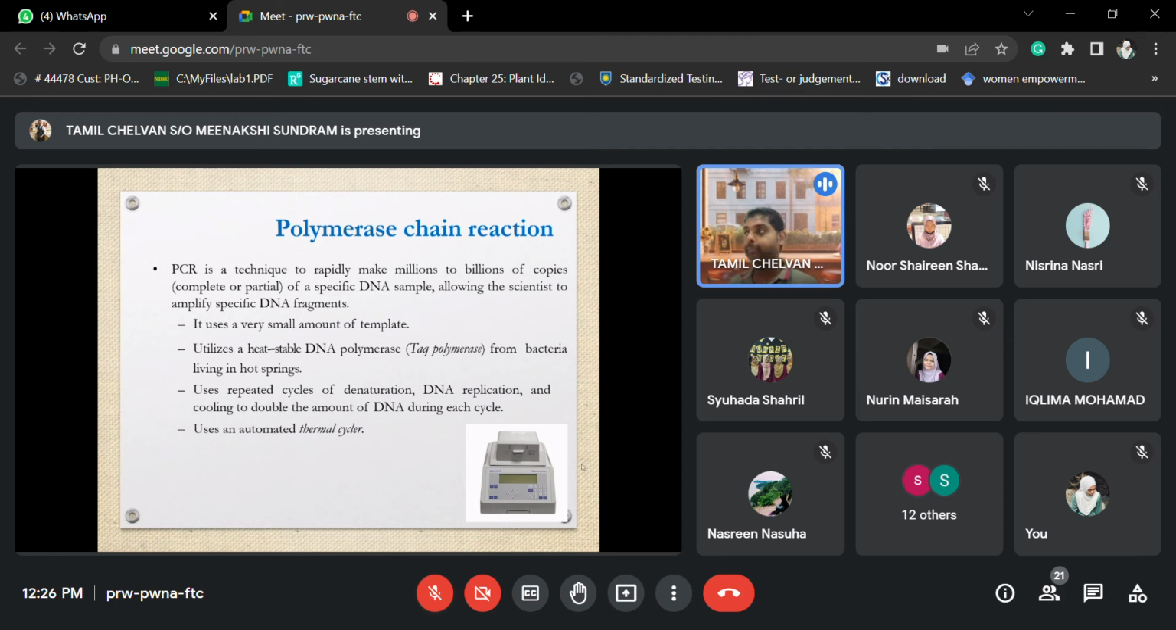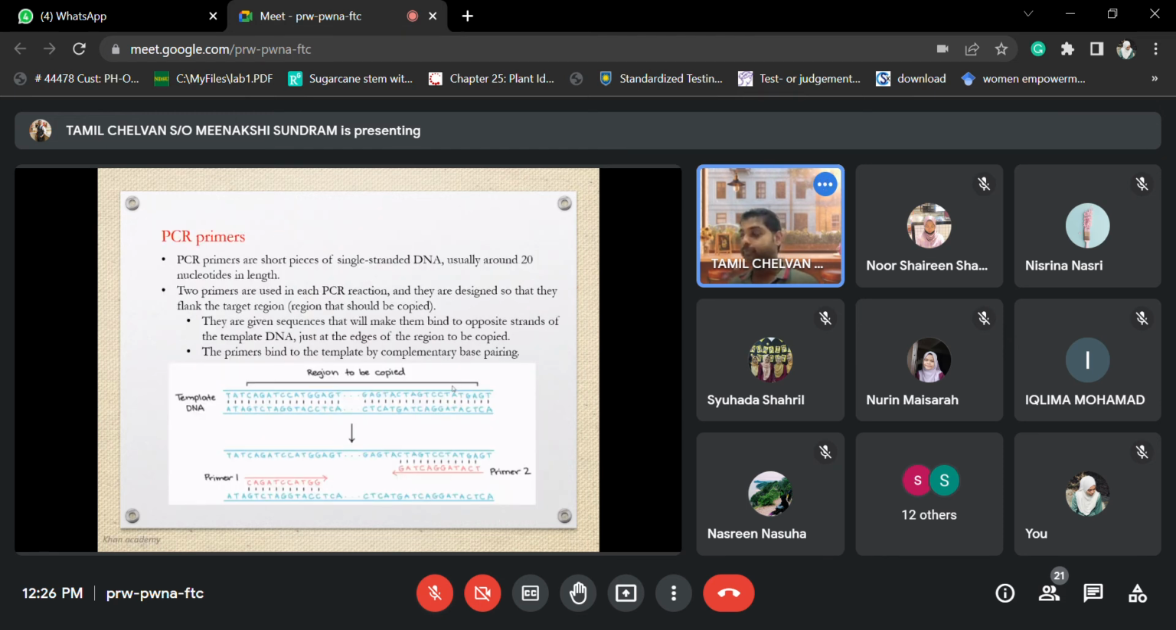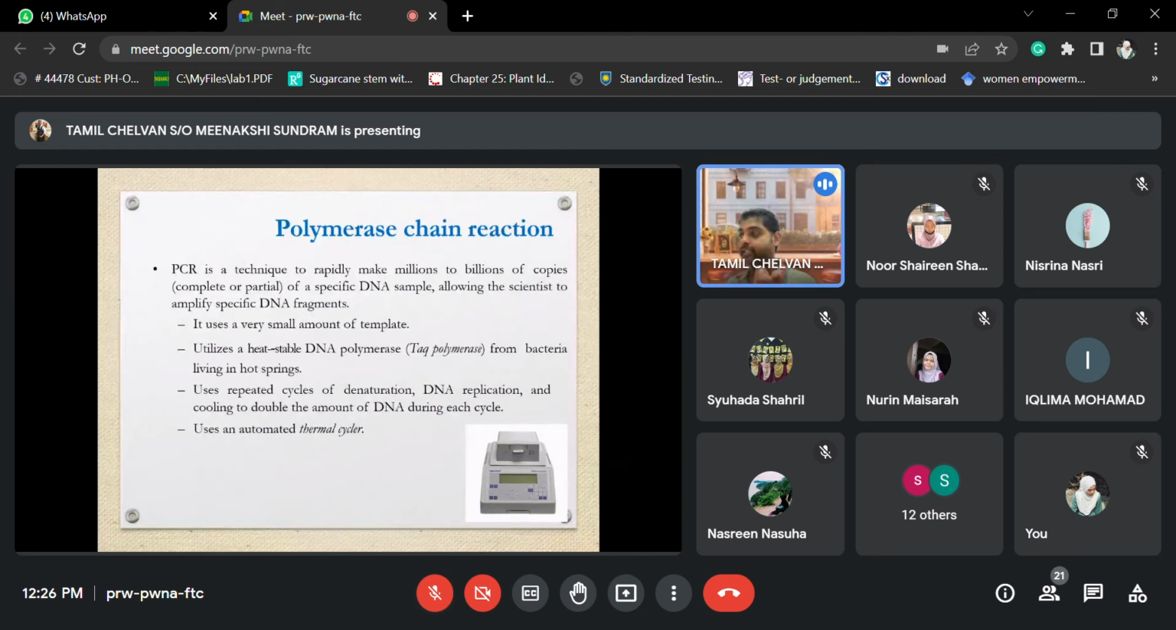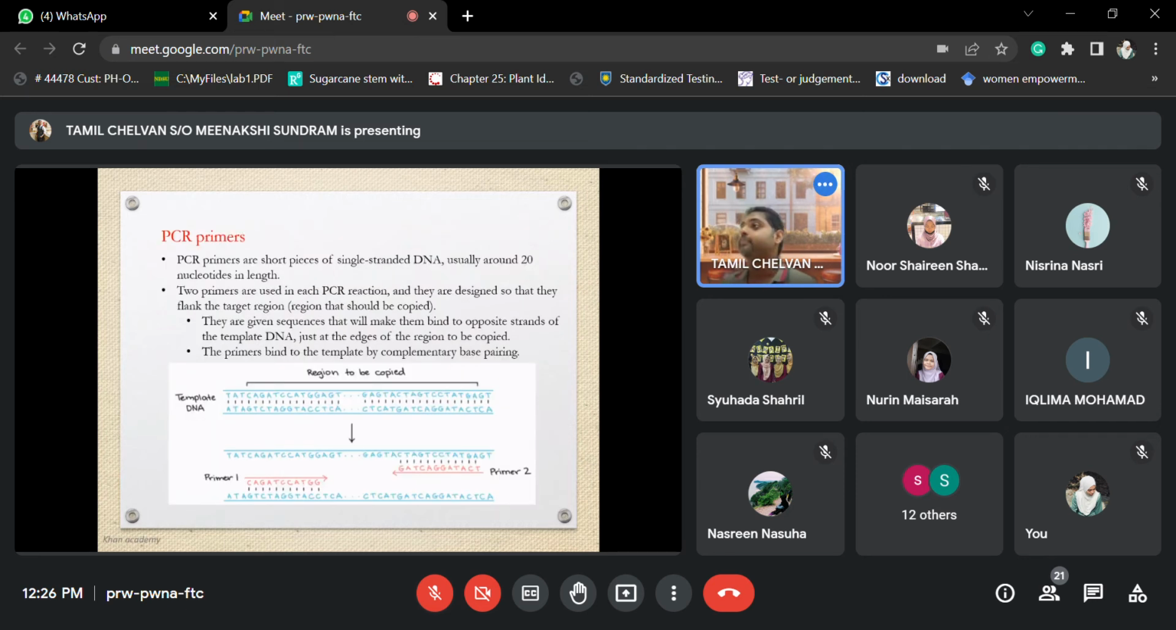So dia akan ada 3 proses. Okay. Dia akan ada denaturation, annealing, and extension. Okay. Nanti kita tengok one by one. Okay. PCR primer is the one I told. Depan dengan belakang yang sequence pendek tu.